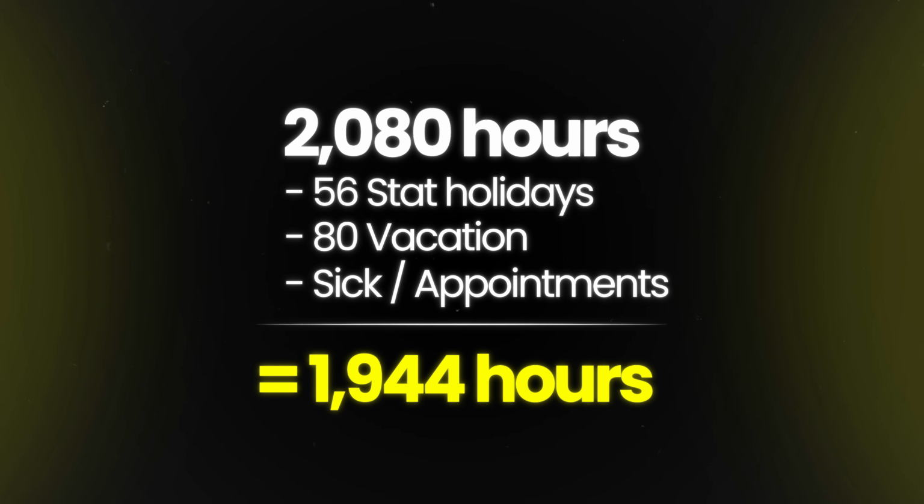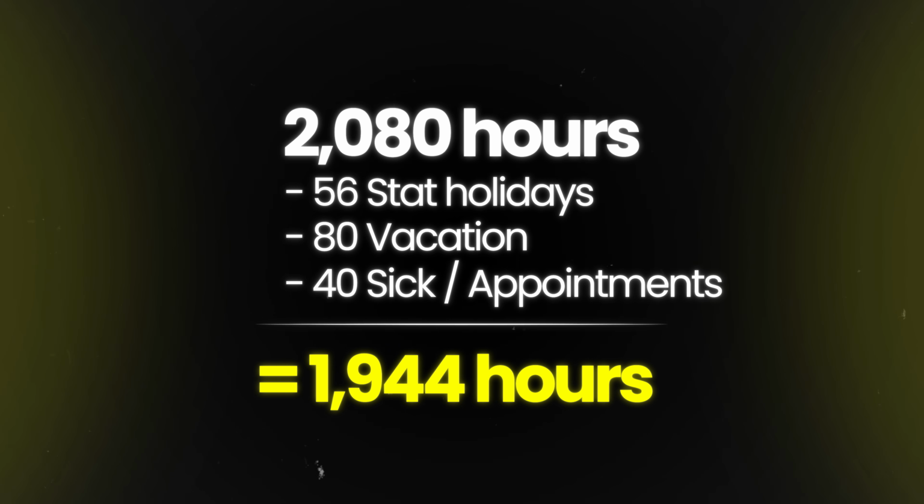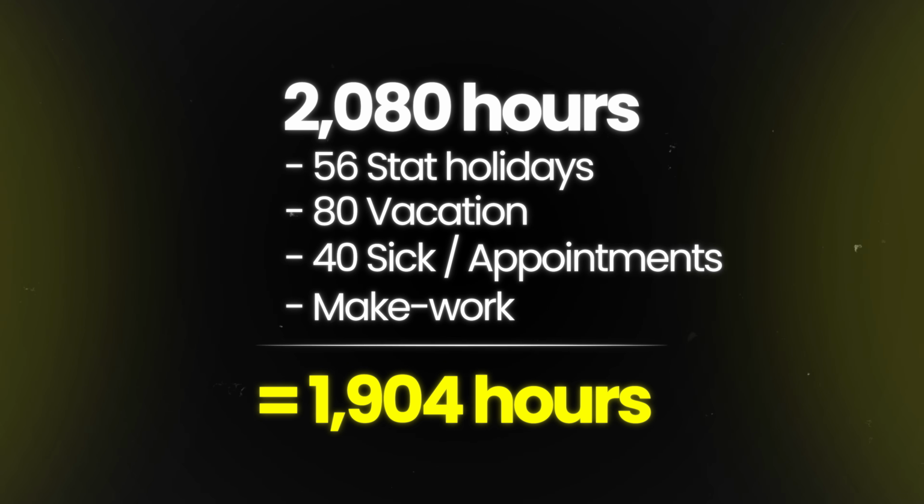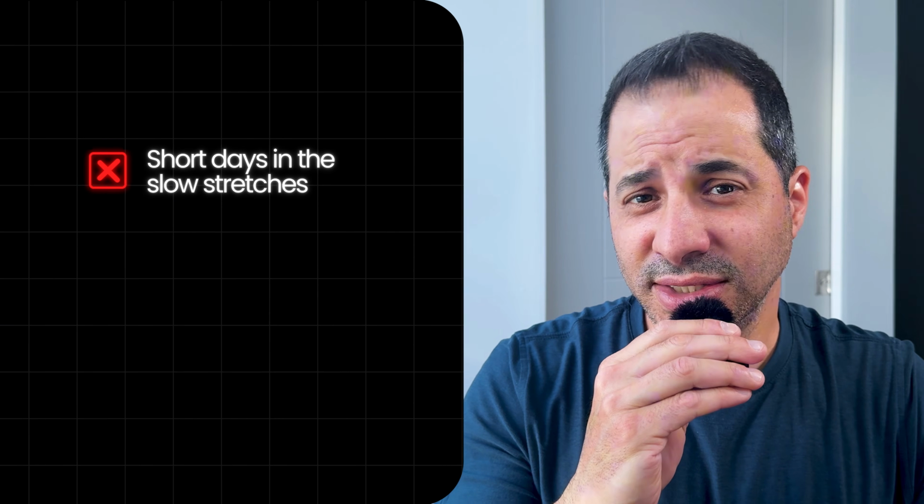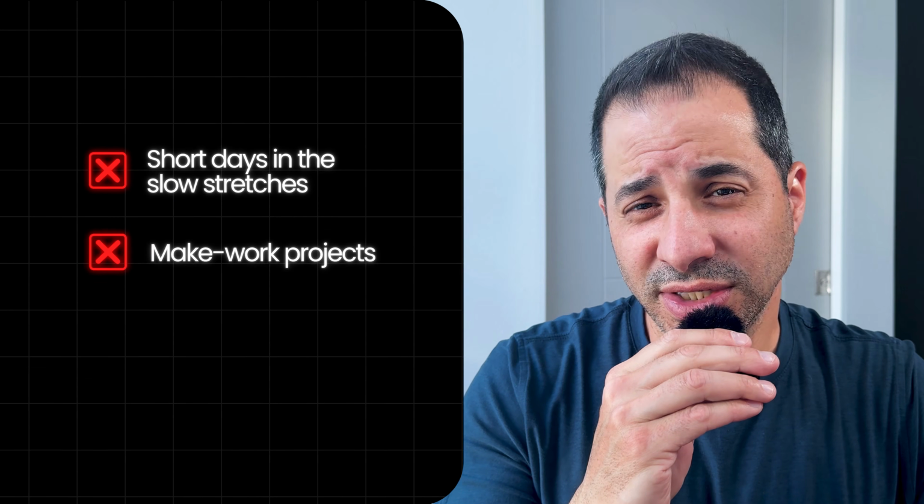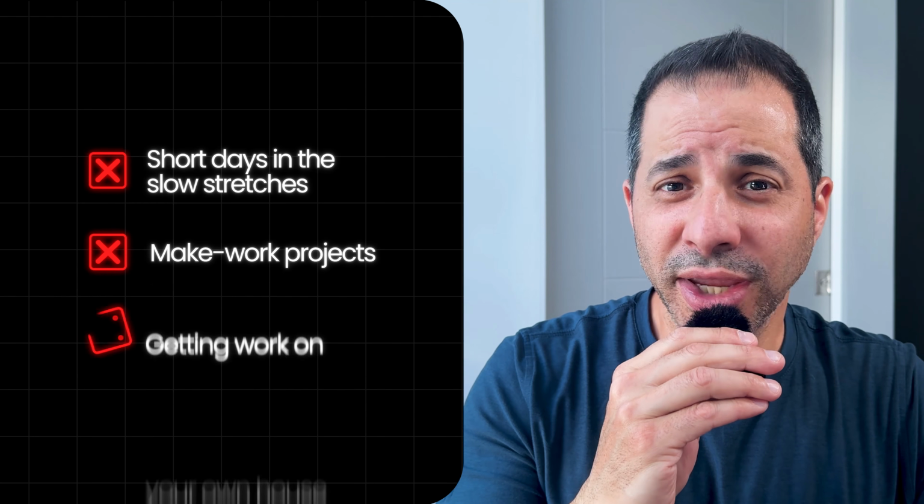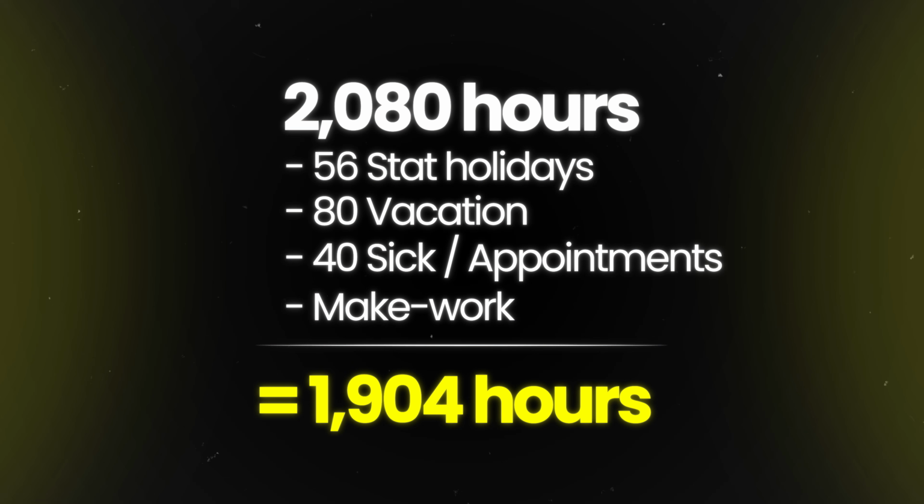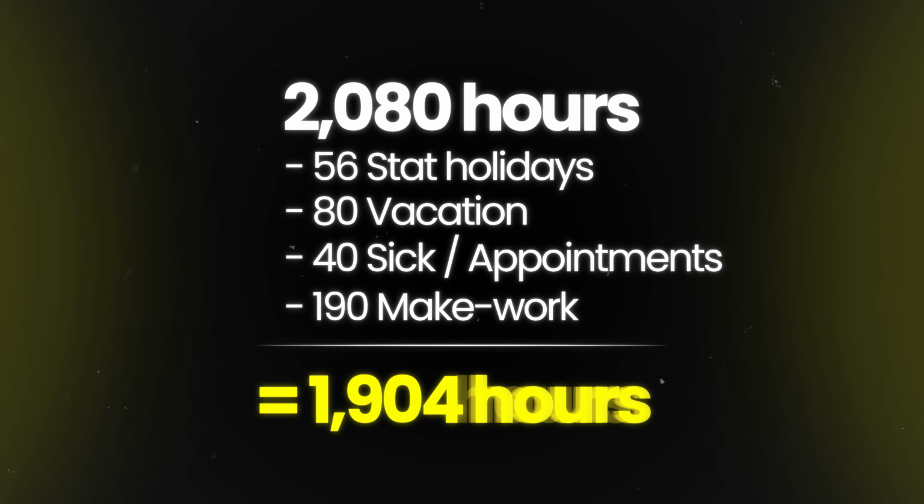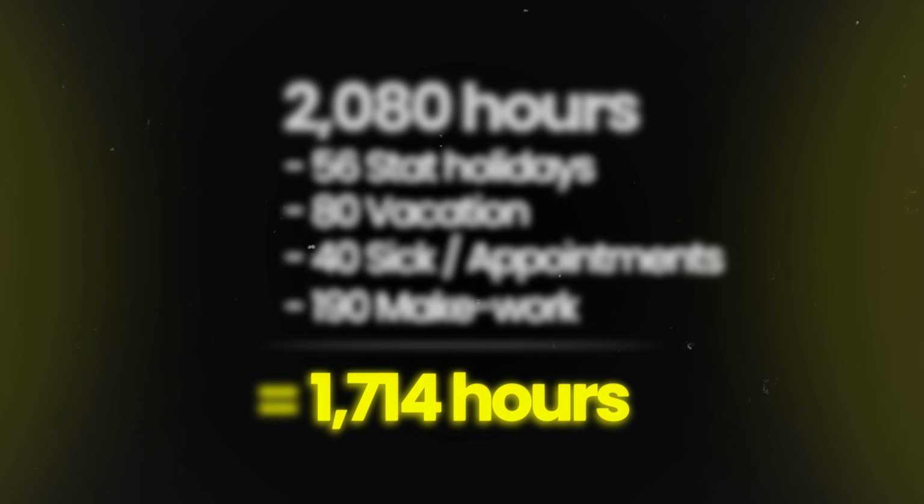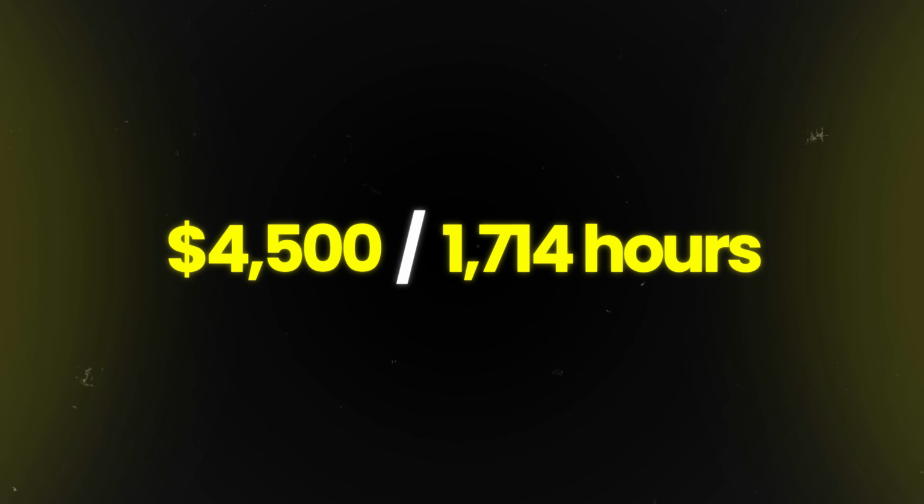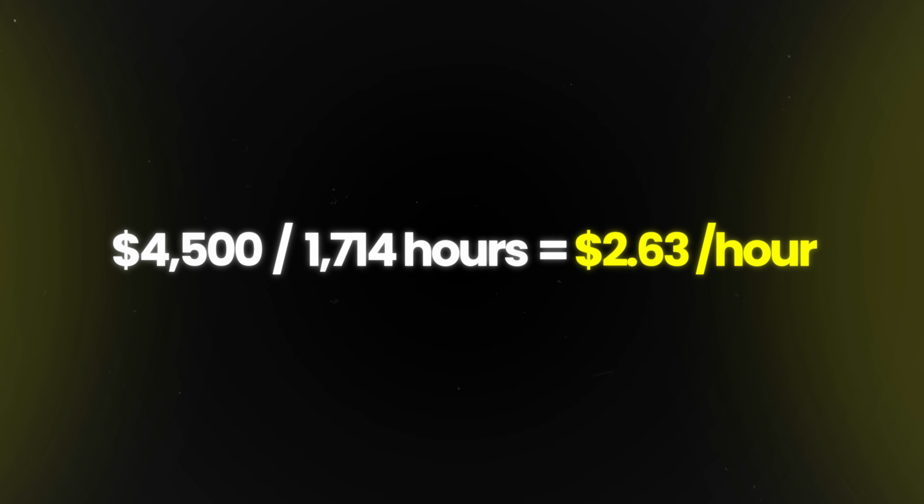Let's call it 5 days, so it's another 40 hours that comes off, so we're down to 1,904 hours. Then take out the hours that you pay for, but you actually get no work out of. The short days and the slow stretches, the make work projects like reorganizing the storage units or getting work done on your own house. So let's call that another 10%, and we're down to 1,714 hours.